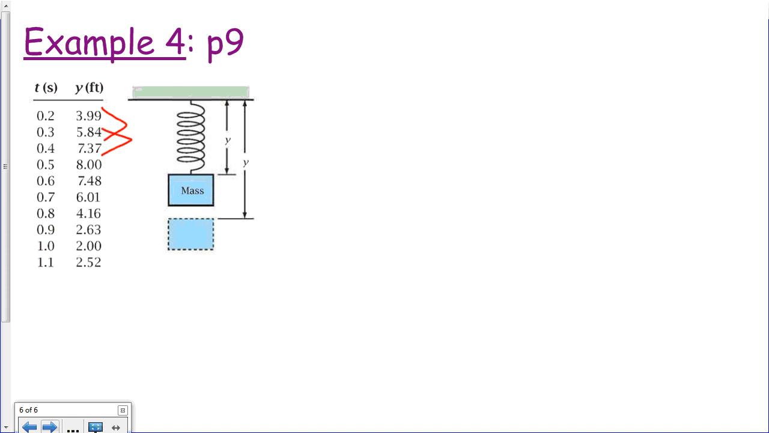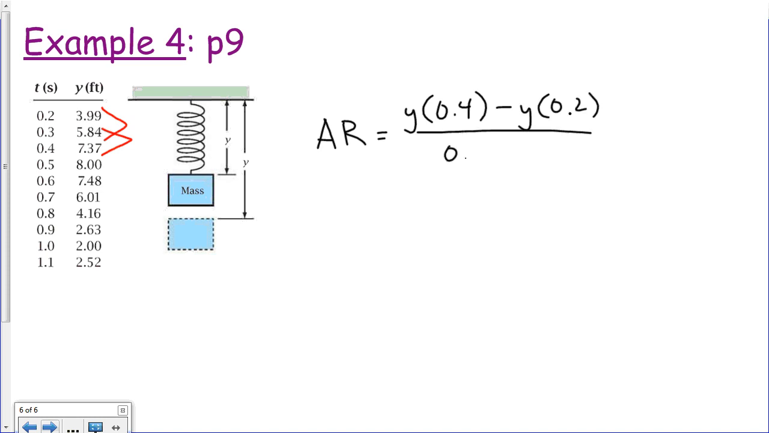I'm going to call this my average rate here, like we did before. I'm going to write this out a couple ways for you. You can decide which one you like best. My function is y, so I could say this is y evaluated at 0.4 minus y evaluated at 0.2, divided by the difference in time, 0.4 minus 0.2.